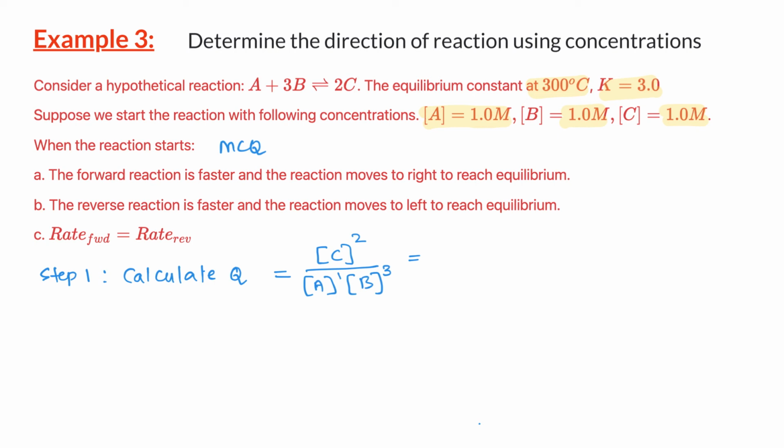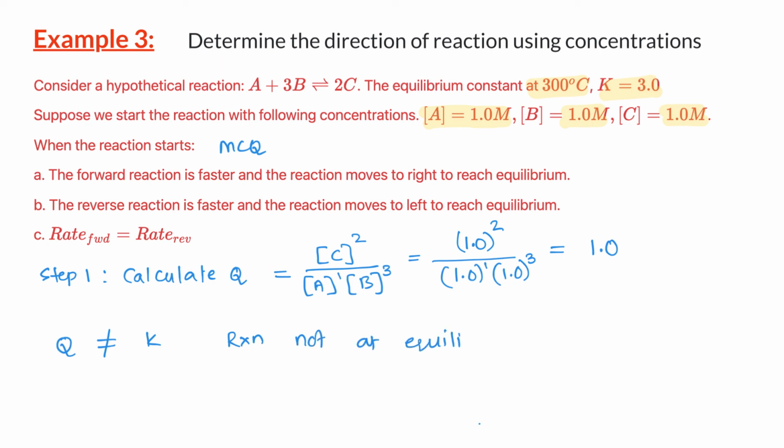Now, let us plug in the initial concentrations of reactants and products and solve for Q. The initial concentration of C is 1 molar divided by the initial concentration of A, which is also 1 molar, times the initial concentration of B, also 1 molar. If we do the math, we get 1.0. So, for the given concentrations, Q is not equal to K, which means that the reaction is not at equilibrium. And as we discussed earlier, a reaction always moves towards equilibrium.